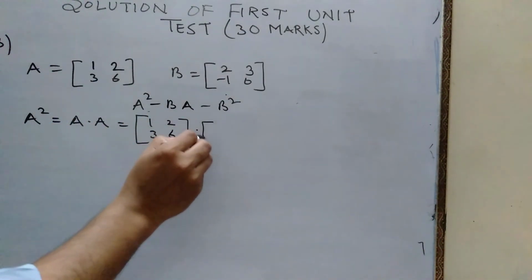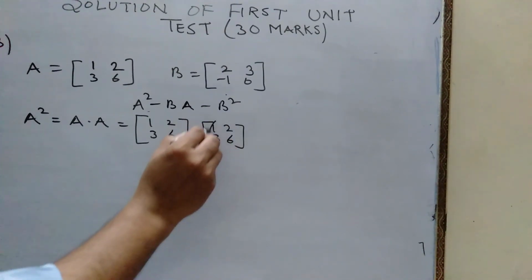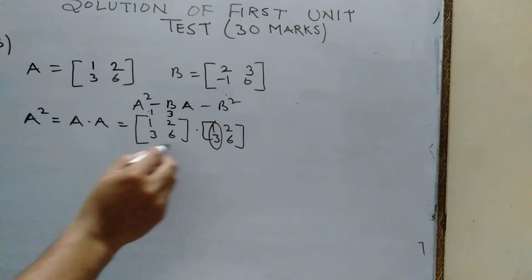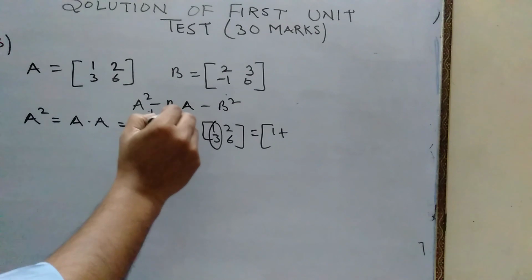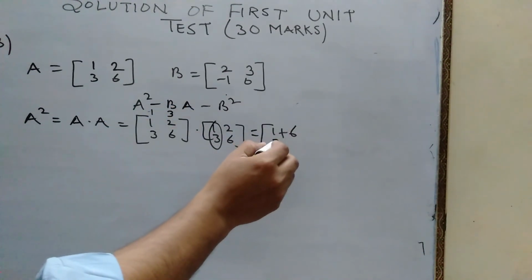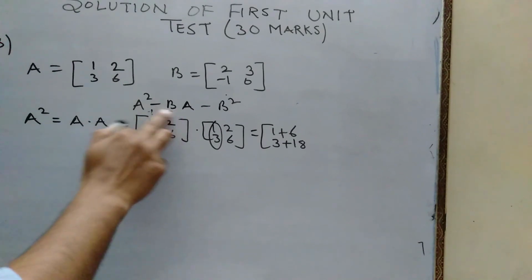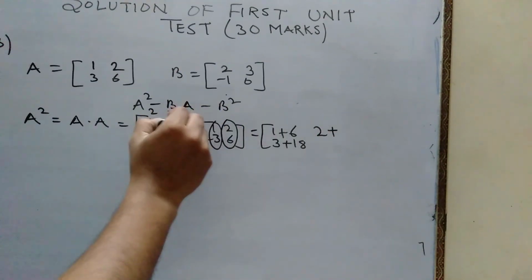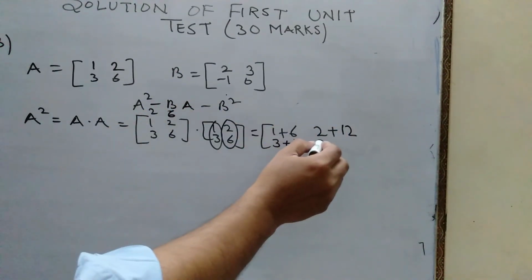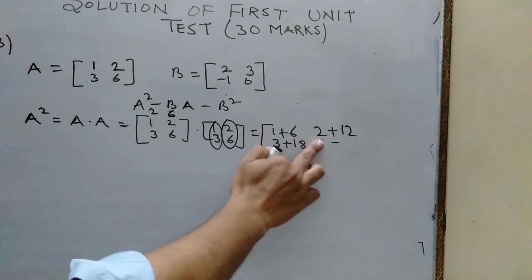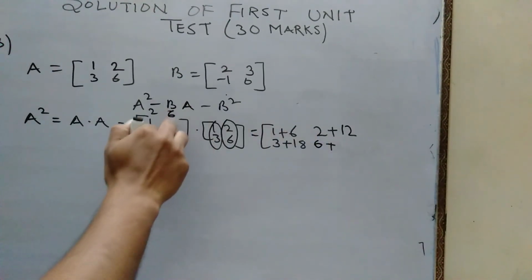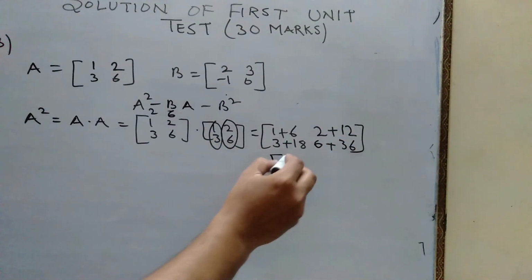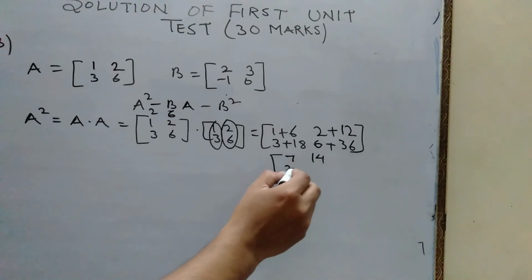1, 2, 3, 6 into 1, 2, 3, 6. We'll take the first column of the second matrix, 1, 3. So 1 into 1, 1, plus 3 into 2, 6. 1 into 3, 3, 3 into 6, 18. Take the second column, 2, 6. 2 into 1, 2, plus 6 into 2, 12. 2 into 3, 6, plus 6 into 6, 36. So the value of A square will be 7, 14, 21 and 42.